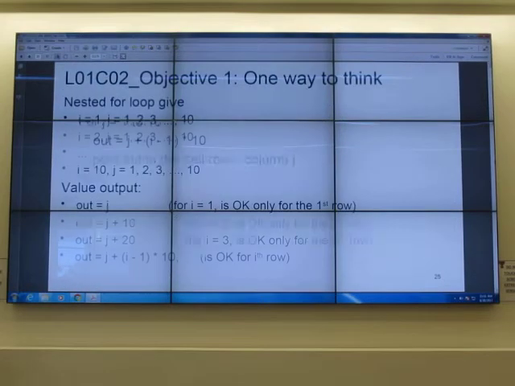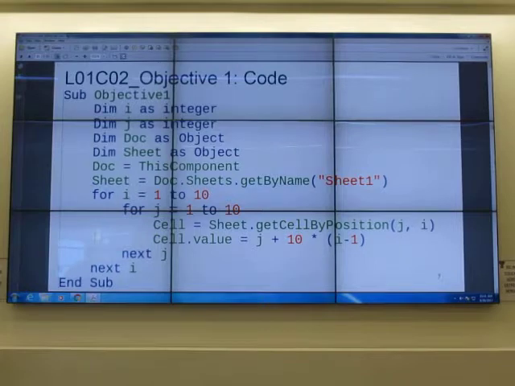When we put it together as a code, so dim I as integer. Okay. What does it mean, dim I as integer?